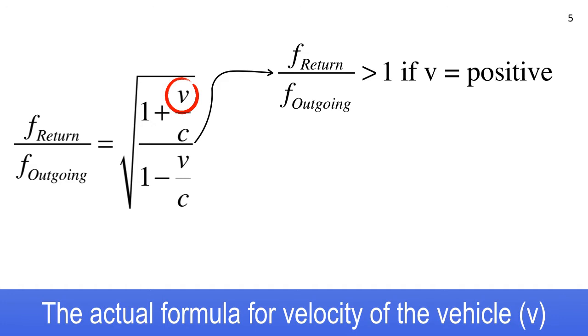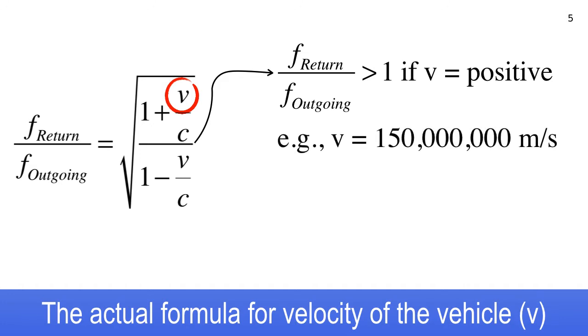So if v is positive, then that's like saying I've got some big number or small number of meters per second in the numerator. Now, the example that I've got here is 150 million meters per second. That's half the speed of light. Nobody here has a car that goes that fast. You don't even have 1% of the speed of light. But anyways, if you did have something going at half the speed of light, and it was reflecting radar from the radar gun, it would pick up this much of a Doppler shift.